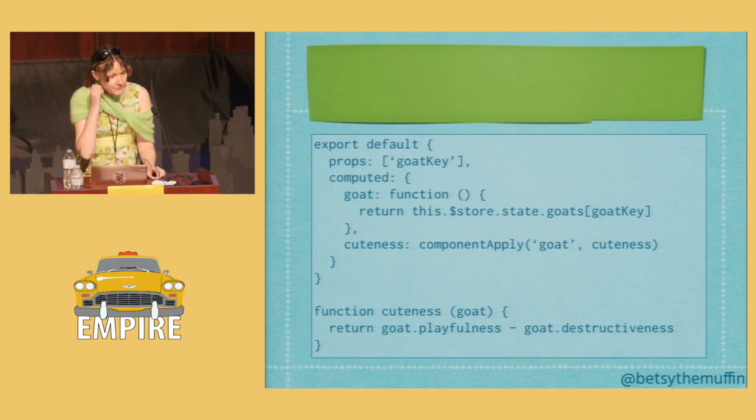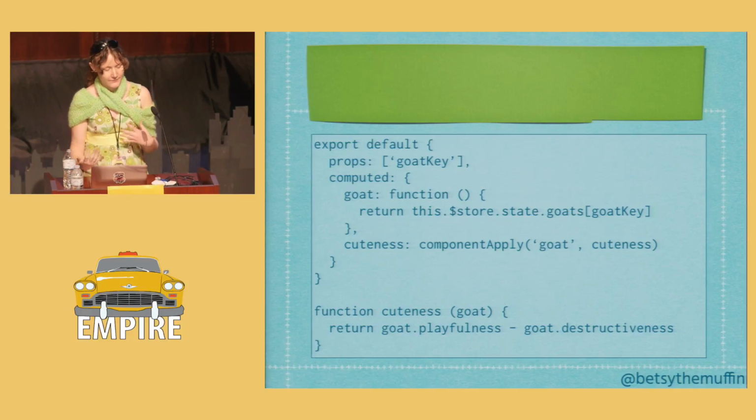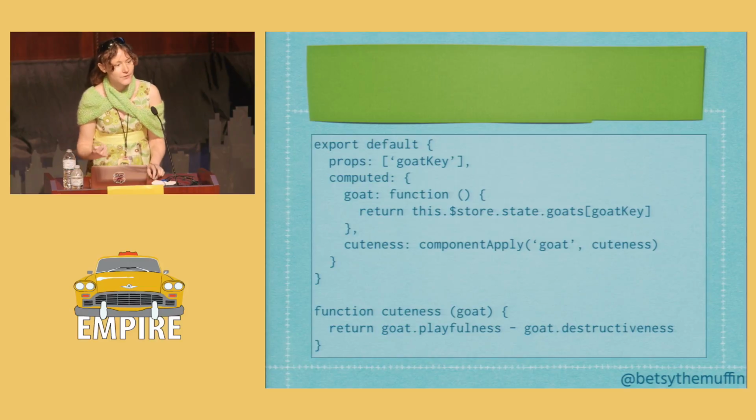Or, in our case, where we're going to put a spin on partial application, we want to be able to take the name of a component property and apply a utility function to that property's computed value in a way that returns another function that will become a computed property. We want to make a component apply function that applies cuteness to goat and returns a computed property function.